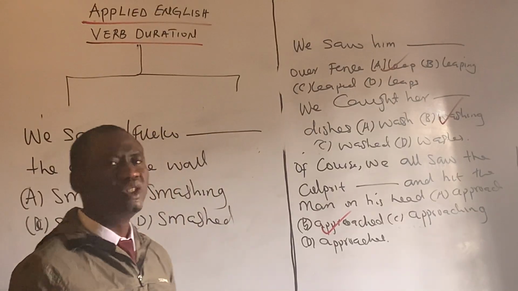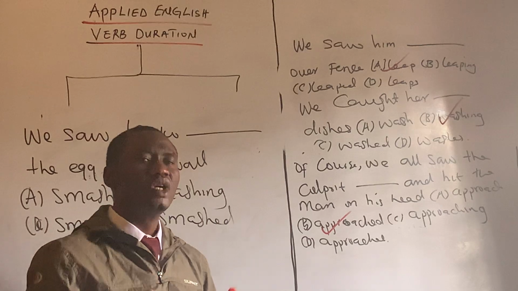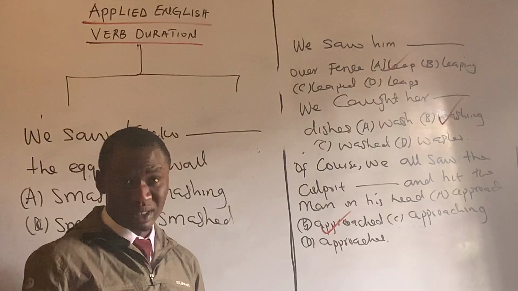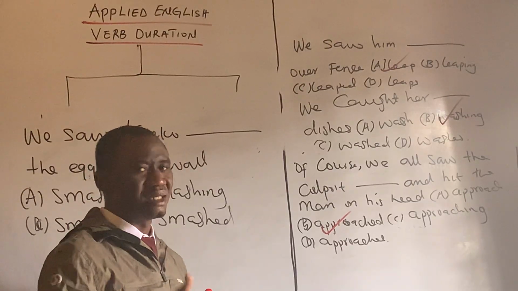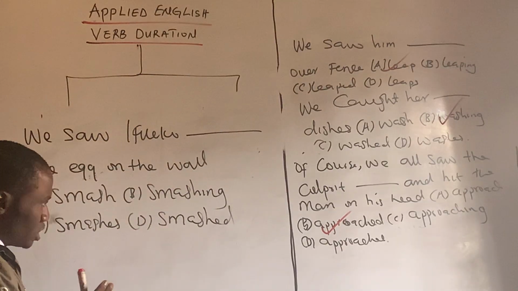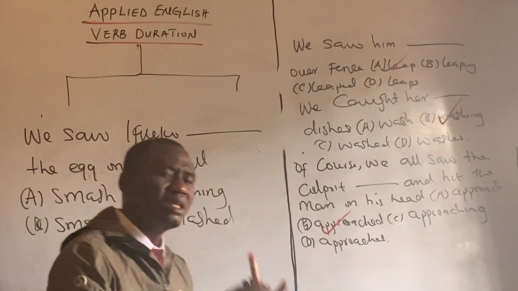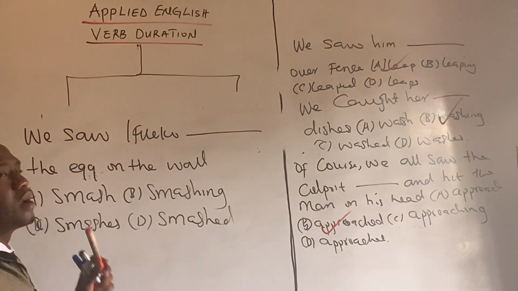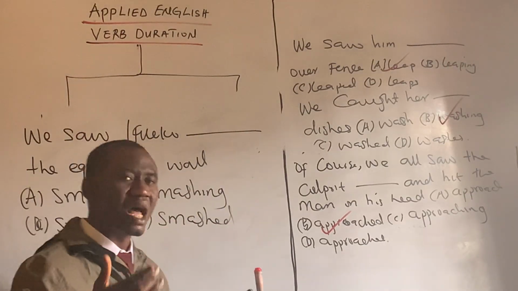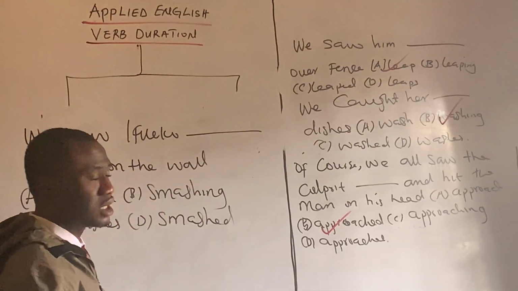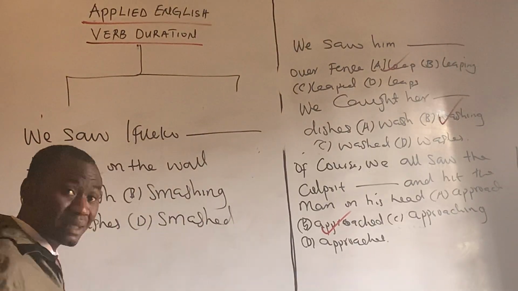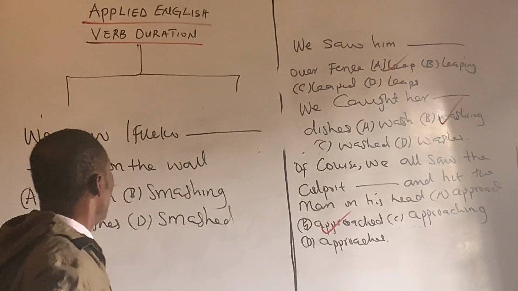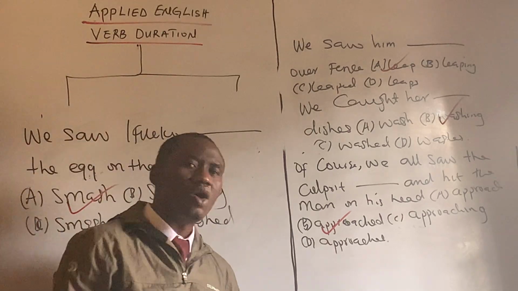And if you want us to do a video on that perspective, you need to write on the comment section, exception needed. In this condition, the instantaneous verb base form should not be changed. So we have smash. But under certain conditions, it could be changed. And if you need a video on that, drop it on the comment section. Say exception needed. All right. So the answer is smash. We saw Ifeko smash the egg on the wall.